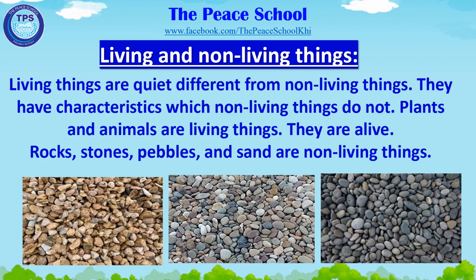Living things and non-living things. Living things are quite different from non-living things. They have characteristics which non-living things do not. Plants and animals are living things. They are alive. Rocks, stones, pebbles, and sand are non-living things. Here there are some photographs of non-living things.